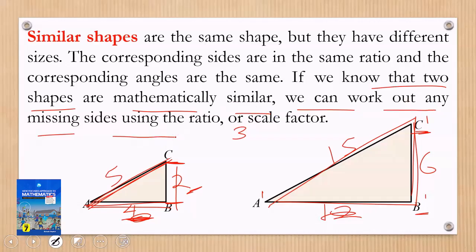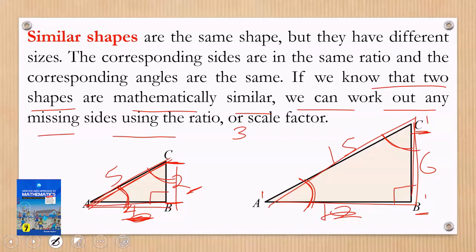So when we talk of similar shapes, they may have the same shape, but not necessarily the same size. One could be bigger than the other, but then the angles are going to be the same. So the angle here is equal to the angle here. The angle here is equal to the angle here. The angle here is equal to the angle here. That makes it similar. So for similarity, the angles will be the same.